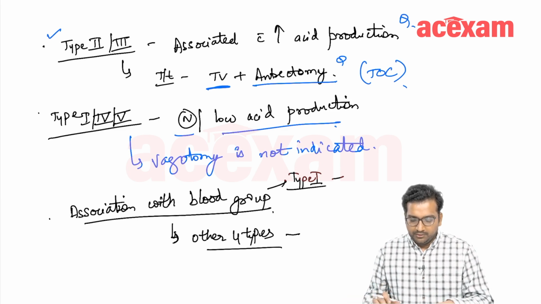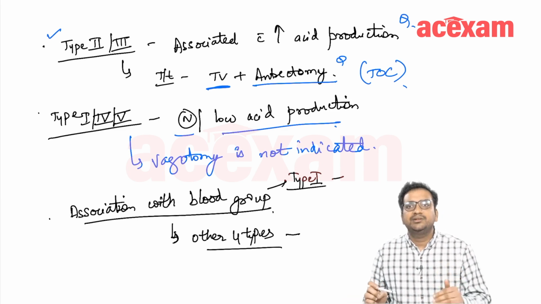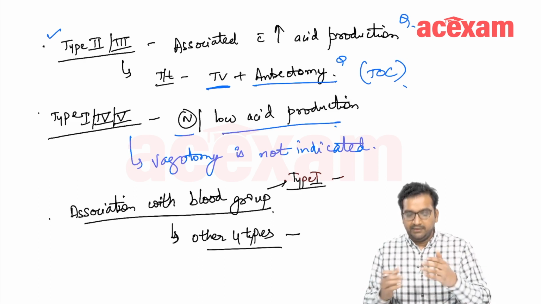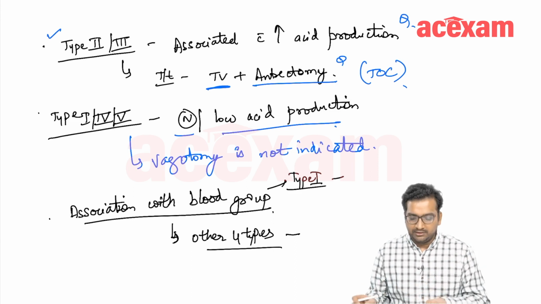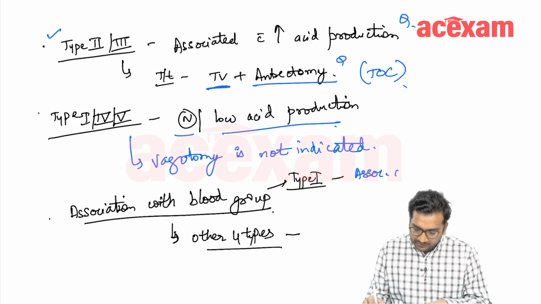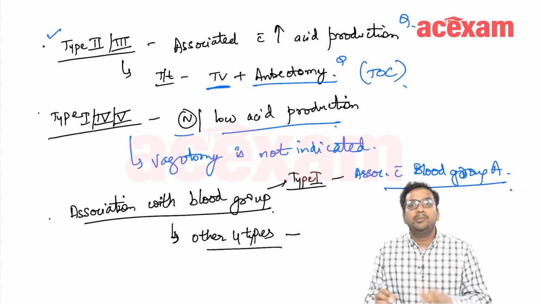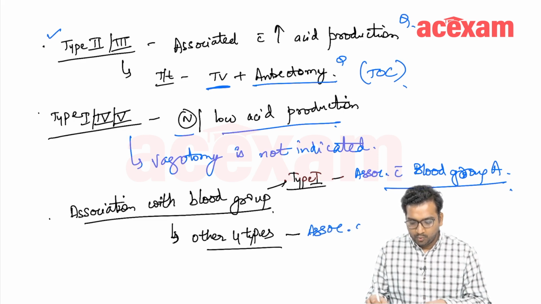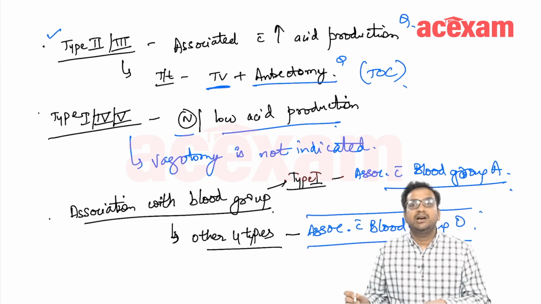Okay, now sometimes they are asking questions regarding the association with the blood group. Okay, so the type 1 gastric ulcer is different from the other types of gastric ulcers. Now the type 1 gastric ulcer is associated with blood group A, and the other 4 types are associated with blood group O. Okay, so this is regarding peptic ulcer.